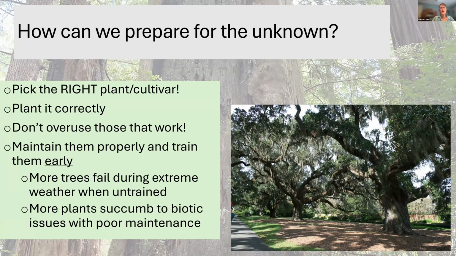So kind of finishing up here, how do we prepare for the unknown? Again, picking the right plant and even down to the right cultivar of plants, planting it correctly, and don't overuse what works. This is the problem I see everywhere, right? We overplanted willow oak in the Piedmont here. We overplanted red maple. We overplanted crepe myrtle. We've overplanted many things. That's what happened years ago when we overplanted ash. We overplanted elm. So all of those things, we still have not learned from that mistake where we continue to do much of the same thing.